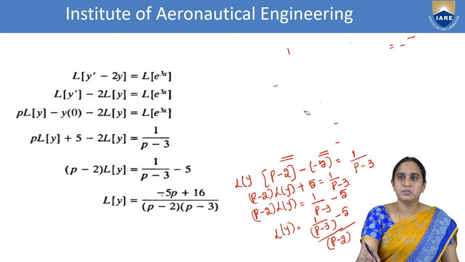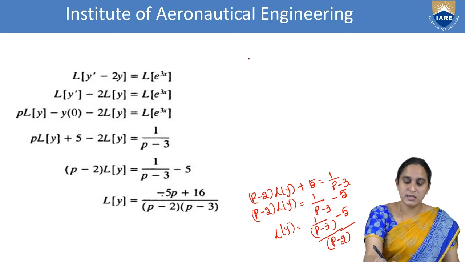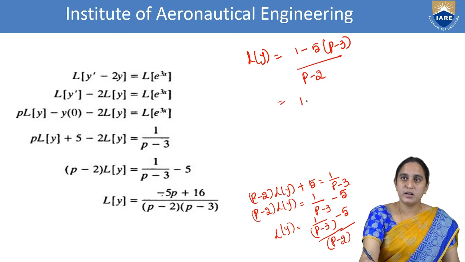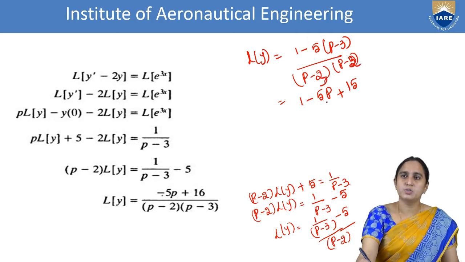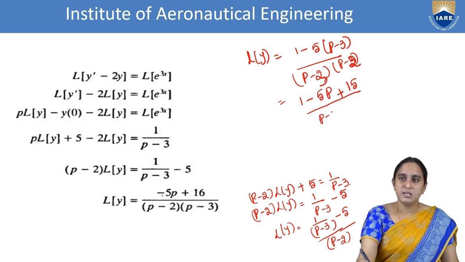Next continuation. After that, Laplace of y is equal to, here what is the LCM for that? 1 minus 5 into (p - 3) divided by (p - 2). That is 1 minus 5p plus 15, with first only (p - 3), after that (p - 2). That is (1 - 5p + 15) divided by (p - 2)(p - 3).